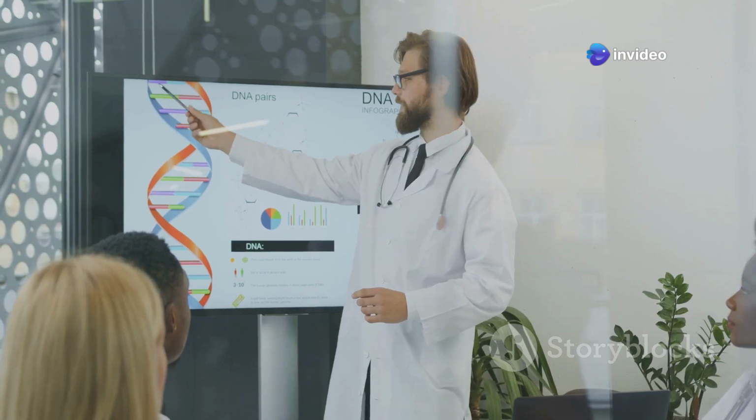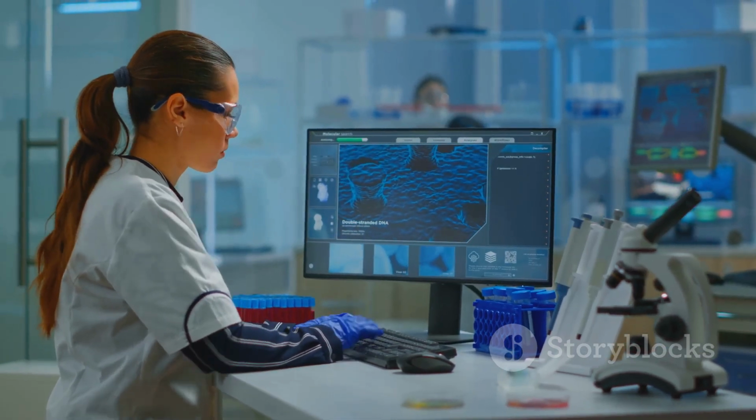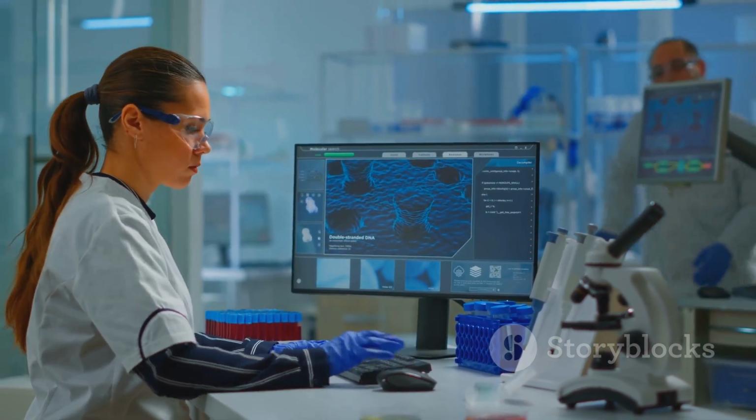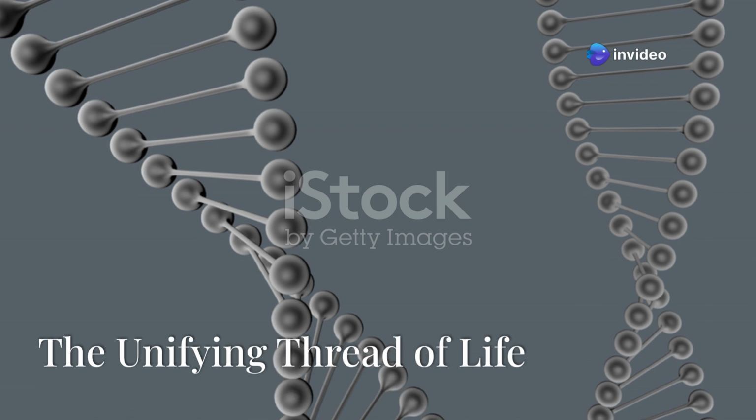However, our genes set the stage for our potential height. Scientists are still unraveling the complex interplay of genes that contribute to height, but it's clear that DNA is the driving force behind our stature.